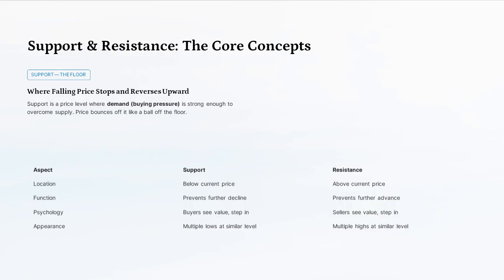Why does support form? Several types of traders converge at these levels. First, value buyers who miss the last move up. They see the price returning to a level where it previously found buyers, and they step in. Second, previous buyers who got in at or near the support level. They see price returning to their entry point and add to their positions. Third, short sellers who sold earlier. When price falls to support, they take profits by buying back their short positions. That buying activity adds to the upward pressure. And fourth, limit buy orders simply cluster at these levels. Many traders set buy limits at support, creating a wall of demand.